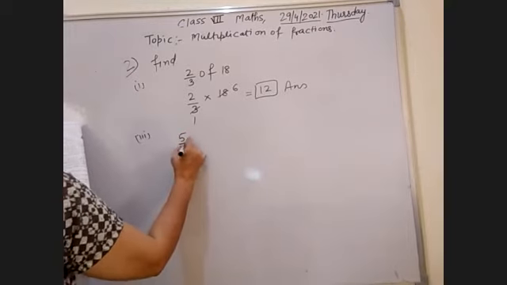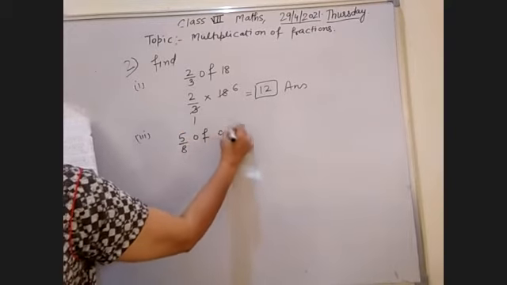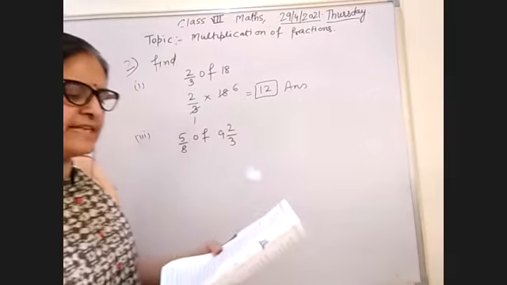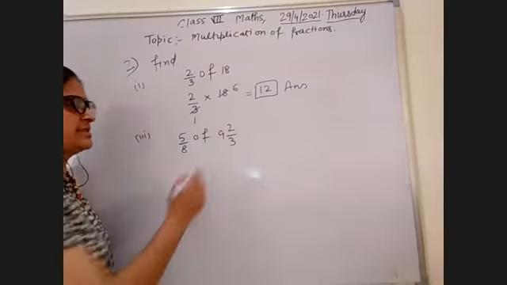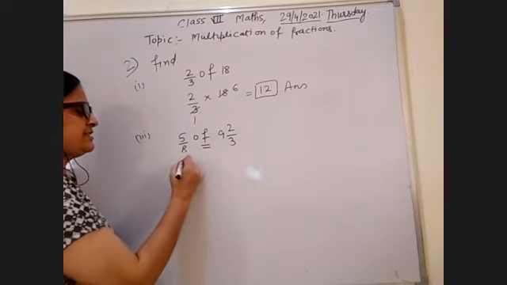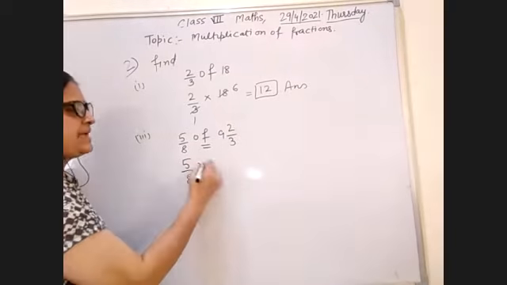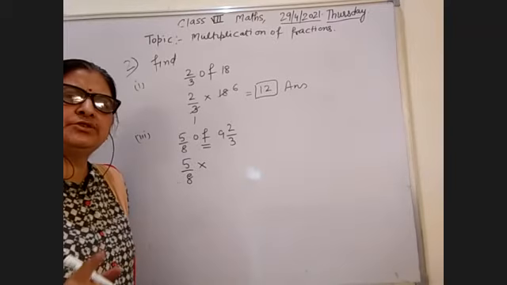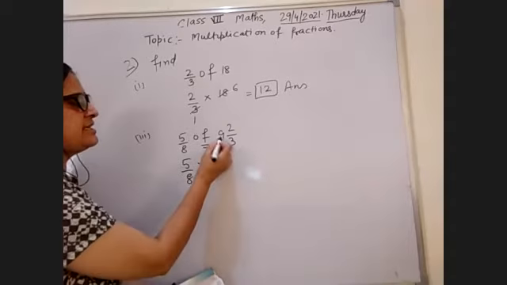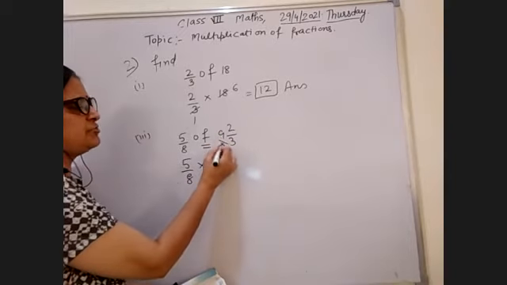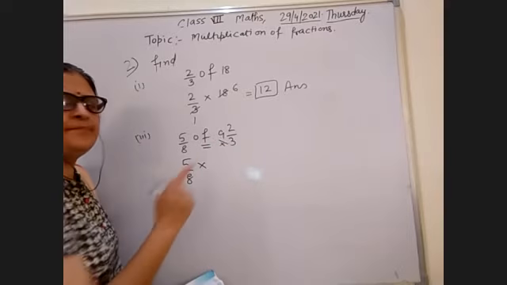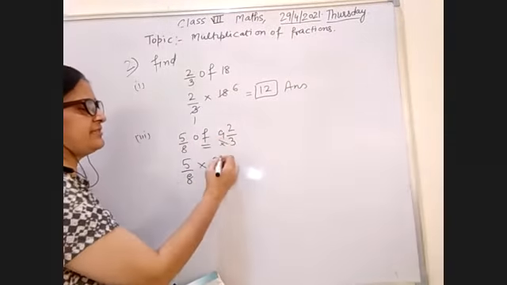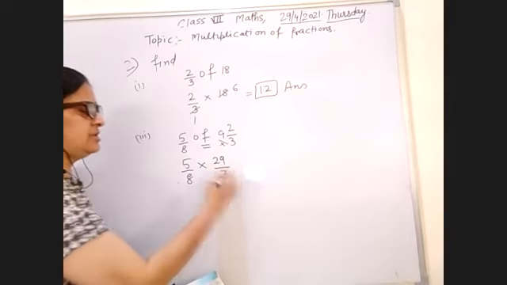5 upon 8 of 9 and 2 by 3. Second and fourth part you will do it yourself. Of change into multiply. And this is your mixed fraction. You will change the mixed fraction into the improper fraction. 3 nines are 27. First you multiply 3 by 9, then add 2. It is equal to 27 plus 2, 29 upon 3.